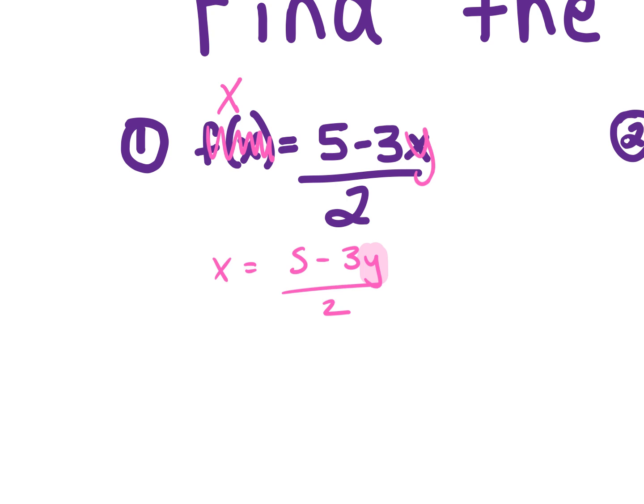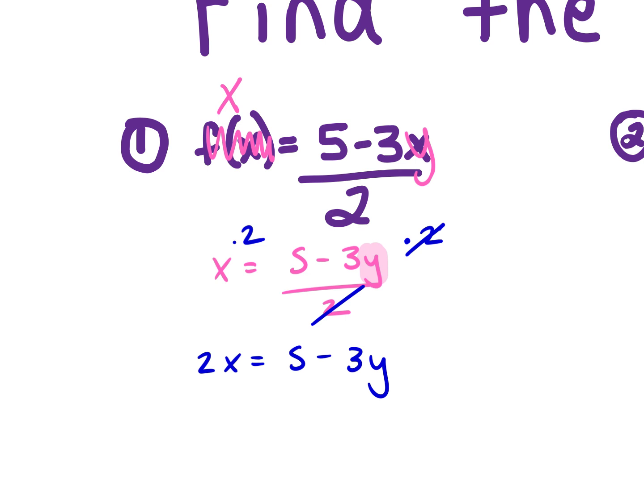What would we need to do first to undo everything and get the y all by itself? Multiply by 2. Awesome. So we're going to multiply both sides by 2. That cancels out with the 2 in the denominator, the 2 that we're dividing. So we get 2x is equal to 5 minus 3y.